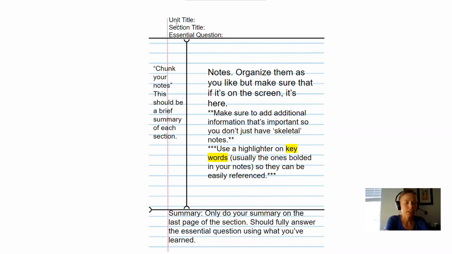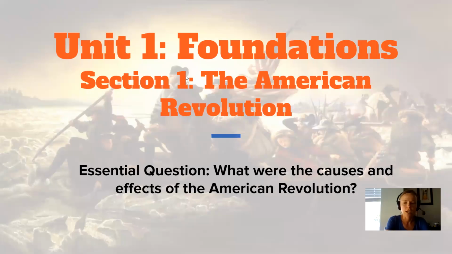So, here's the formatting. At the top, you're going to put the unit title, section title, and the essential question. You can find all of those things on the very first slide of the notes for every lesson that we do. So for instance, at the top of your page in your notes, you're going to write Unit 1, Foundations, which means like foundations of the United States, what we are founded on. We're going to, in this lesson, talk about the beginning of our country. Section 1, which means Lesson 1, the American Revolution.